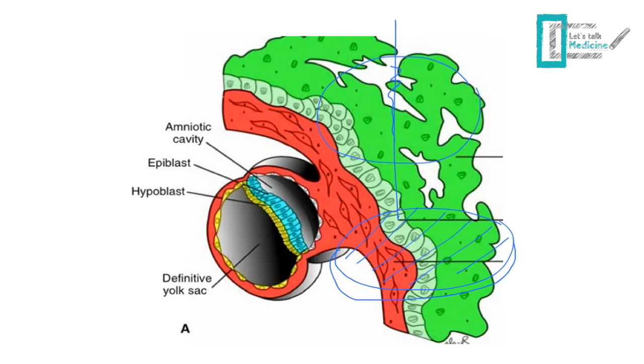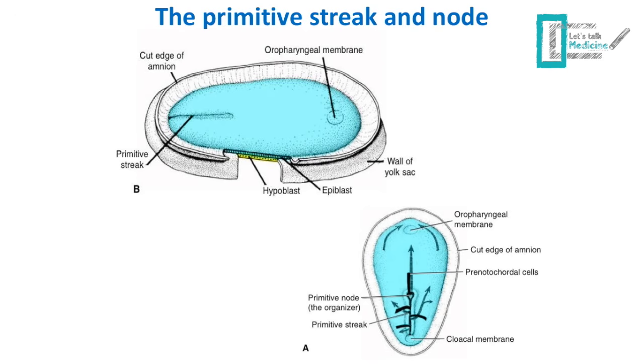Within this layer of epiblast, or this plate, you have two membranes, one here and the other on the other side. Now this is the cranial end, and this is the caudal end. On the cranial end, you have the oropharyngeal membrane, which will give the future mouth of the baby. And on the caudal end, you have the cloacal membrane, which will give the anus of the baby. So imagine this was our plate.